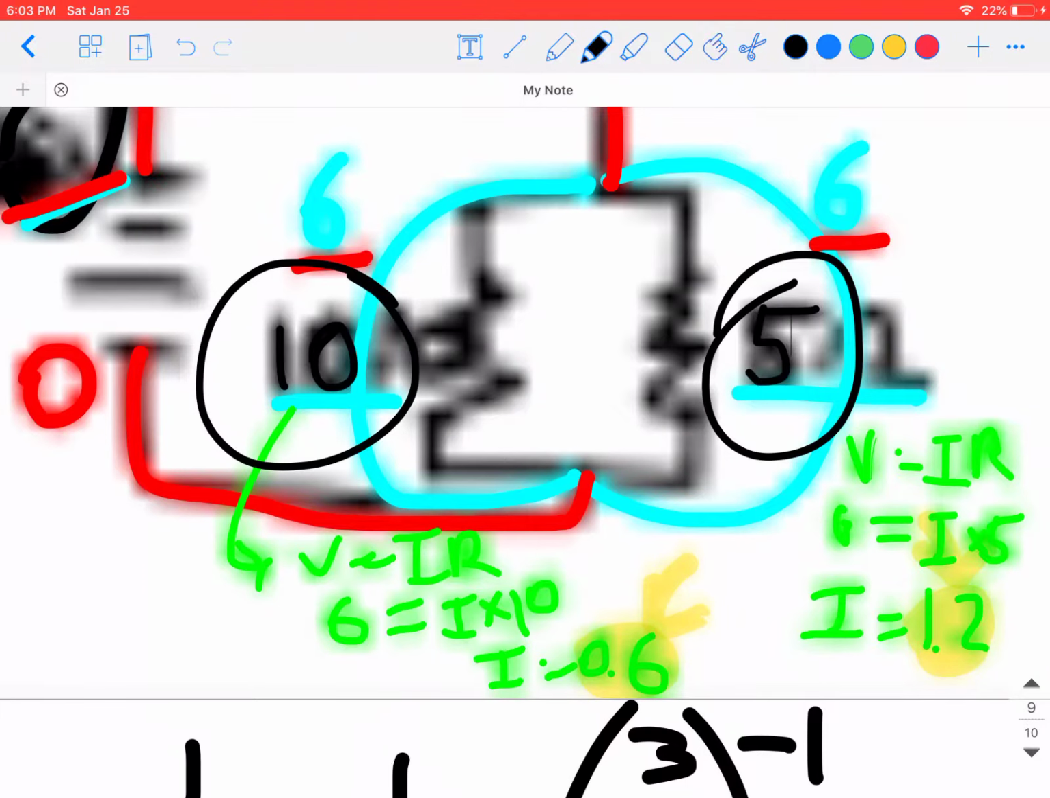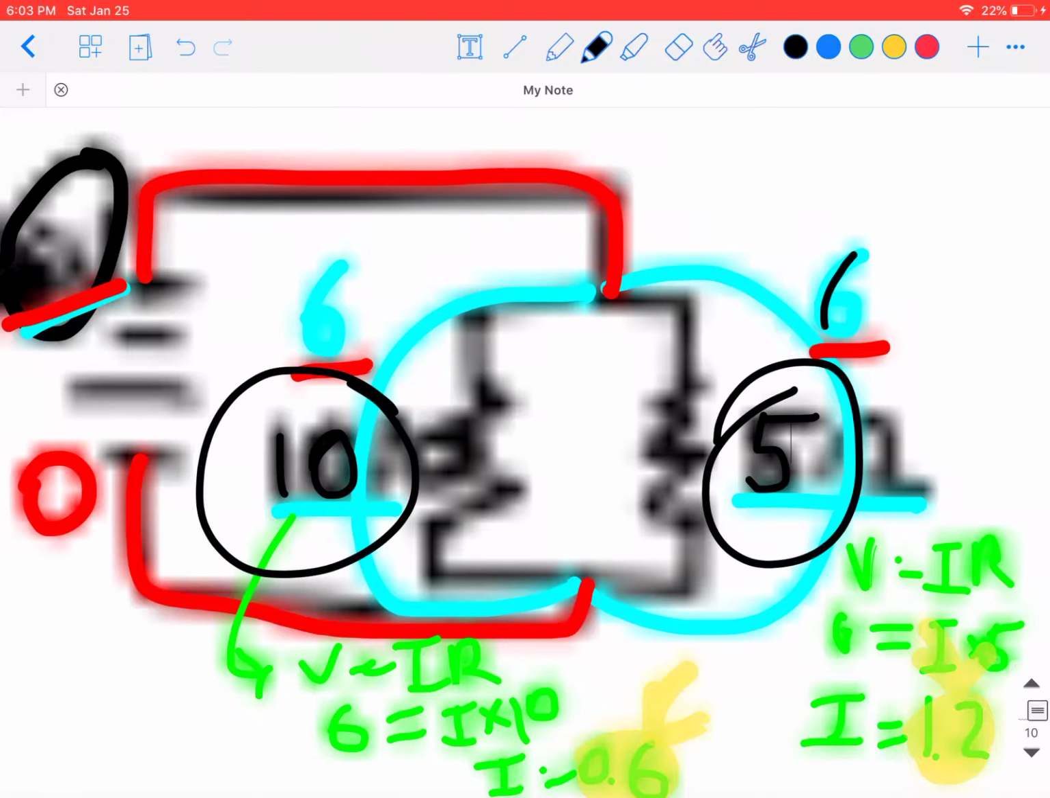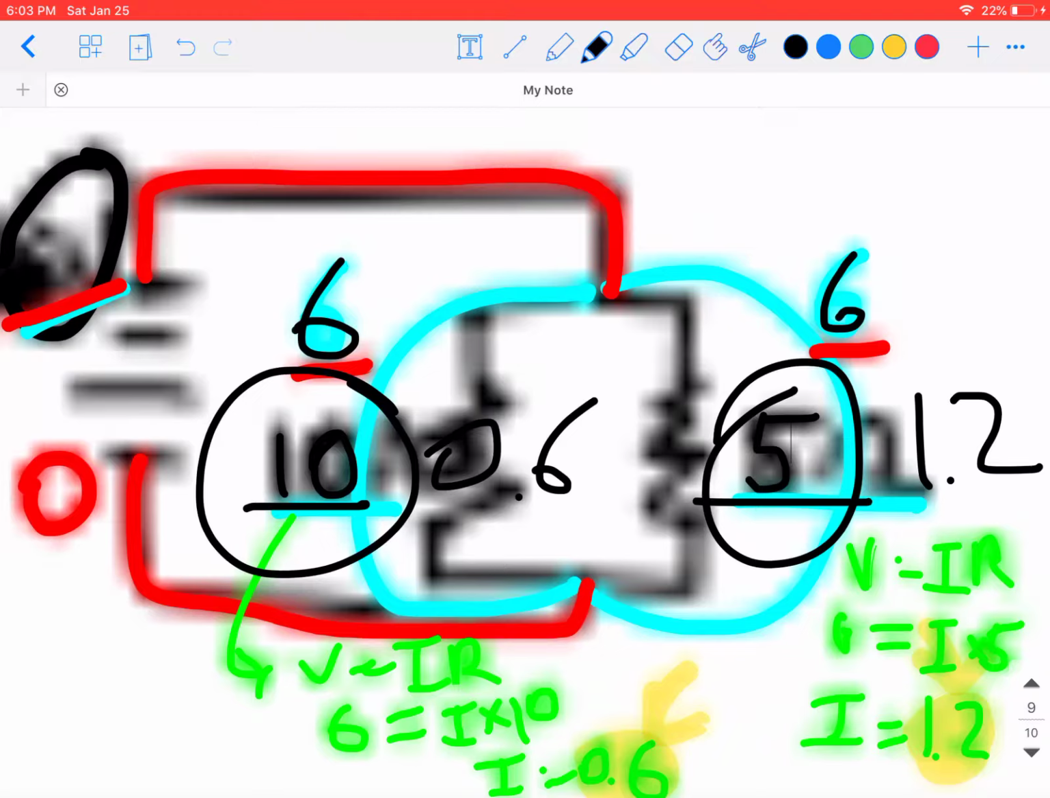The reason being, we have to have V equals IR, but we know that V stays the same, 6 and 6. So if you have a greater resistance, you're going to have less current flowing through it. For instance, the 10 is greater here, so you're only going to have 0.6 flowing through. Why? Because 10 times 0.6 is equal to 6. Versus here, you need 1.2, because 5 times 0.6 would be 3, not 6. Therefore, 5 times 1.2 is 6, and that's how you solve that.